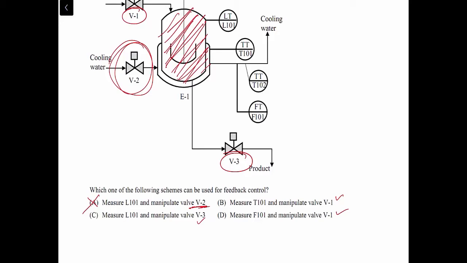They are giving the temperature of a coolant. Again this T1 can't be used. And we have the flow rate of cooling water, again this can't be used. Yes, we have a level controller for this reactor, and on V3 we have the control. The correct option is option C.